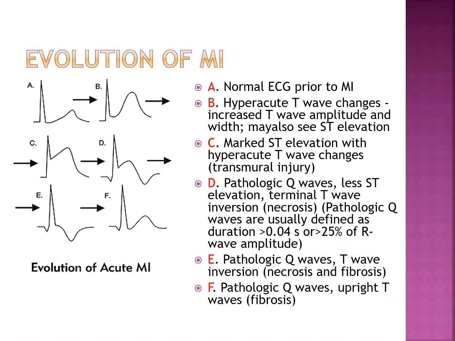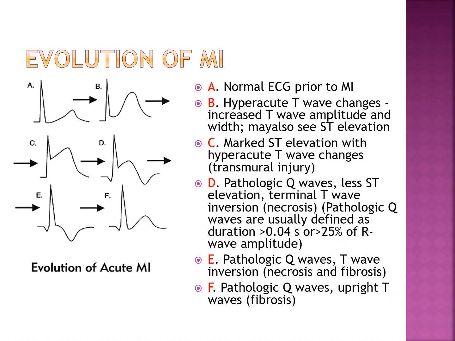So here's the evolution of an MI. You start out with A, which is normal prior to the MI. Then in B, we get that hyperacute ST elevation, the Q wave starts to elevate, the T wave starts to elevate a little bit, and it gets bigger. And then the next step is C, where the ST elevation is way up there, and we get that hyperacute look to it.